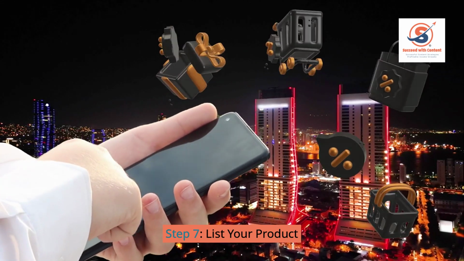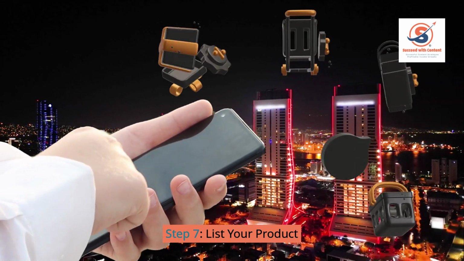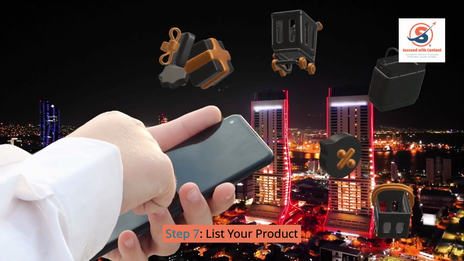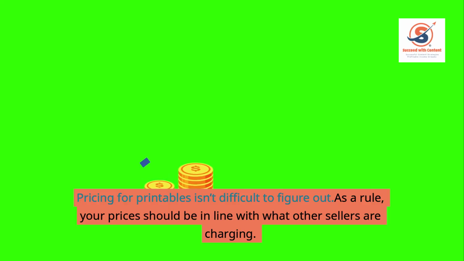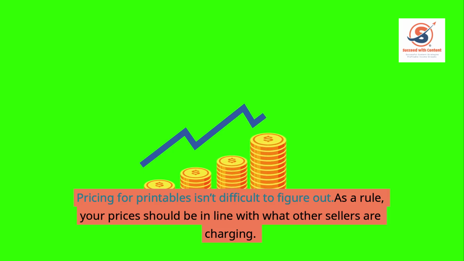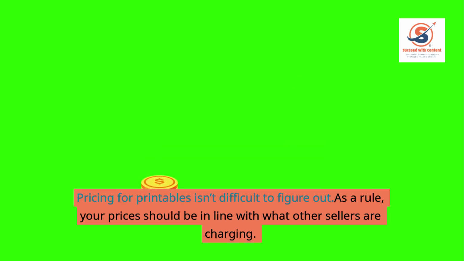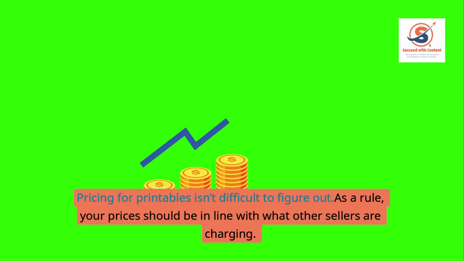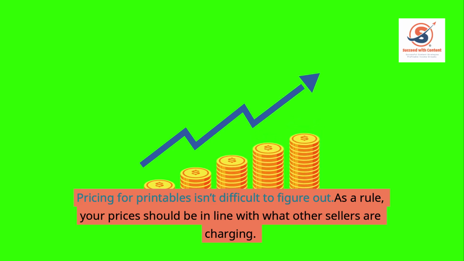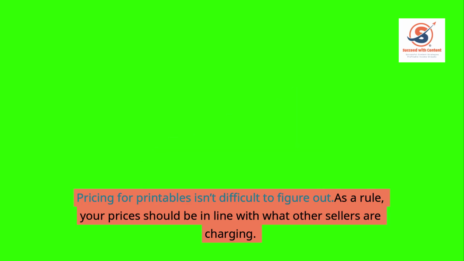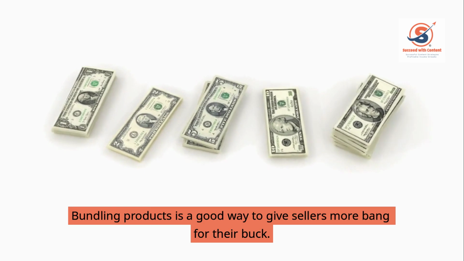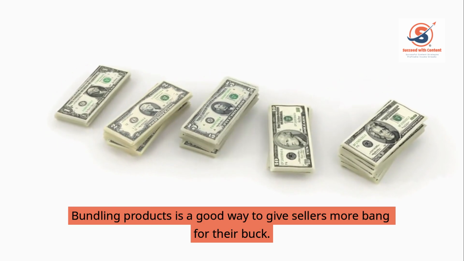Step 7, list your product. The final step is to list your products for sale. Your product listings should include clear and professional-looking product images. You'll need to do keyword research to learn how people will search for your products, and then incorporate those keywords into your descriptions. Pricing for printables isn't difficult to figure out. As a rule, your prices should be in line with what other sellers are charging. Bundling products is a good way to give buyers more bang for their buck.